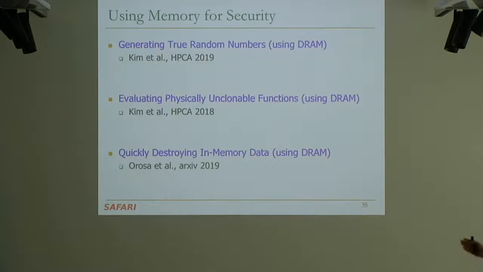Not full detail, because the paper actually covers a lot of ground here. We're not going to do the statistical analyses that the paper does, for example. You can also support physically unclonable functions. I'll give you a little bit more on this one as well. And if you change DRAM, you can quickly destroy in-memory data also. I'm not going to talk about that, but you can find the paper online.